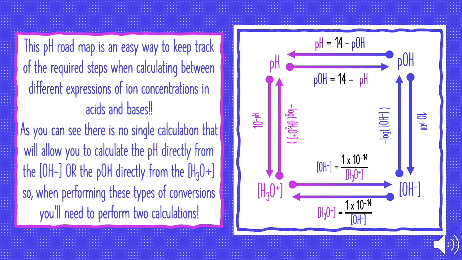So as you can see by looking at this pH roadmap that we've made, there is no direct calculation to be able to calculate a pH directly from a hydroxide ion concentration. There's nothing going across this box to help us do that. Similarly, there's nothing going across this box from corner to corner to allow us to calculate a pOH directly from a hydronium ion concentration. So when we're performing these types of conversions or calculations, we're going to need to perform two separate calculations. Okay, and so let's go ahead and do some of those examples.